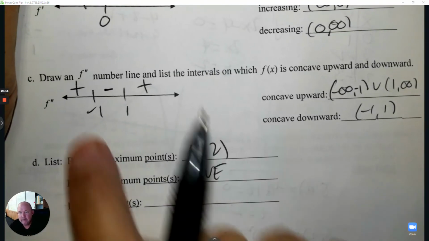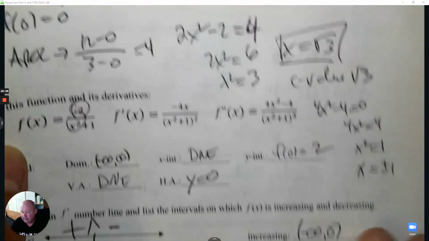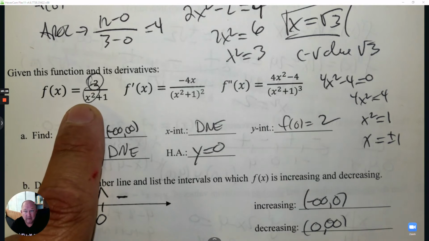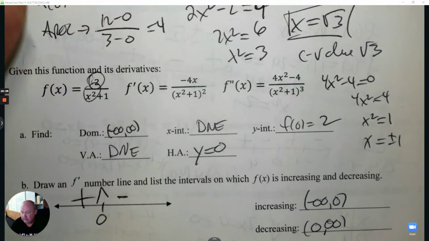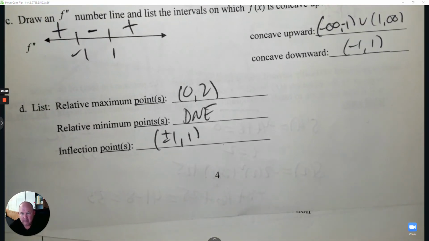The inflection points are here. It's positive and negative 1. Now, when I plug positive 1 and negative 1 in to find the y-coordinate, when you square it, you get the same answer. So 1 squared plus 1. So it ends up being 2 divided by 2. And so both positive and negative 1 give you the answer 1.